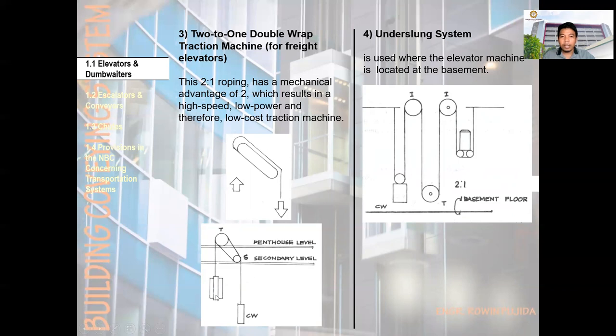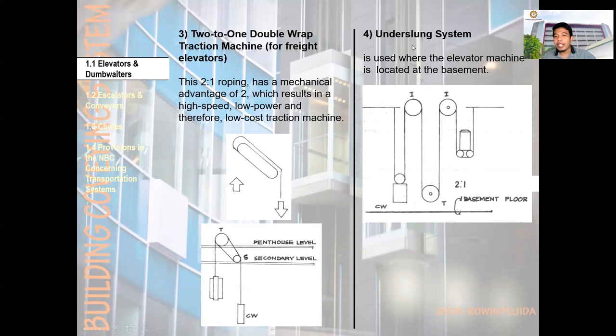So this is a freight car or elevator. It goes to the traction machine and then goes to the secondary level sheave, and then goes back to the traction machine, and then goes down to the secondary level sheave and connects to your counterweights. Okay, so that's the two-to-one double wrap traction machine.